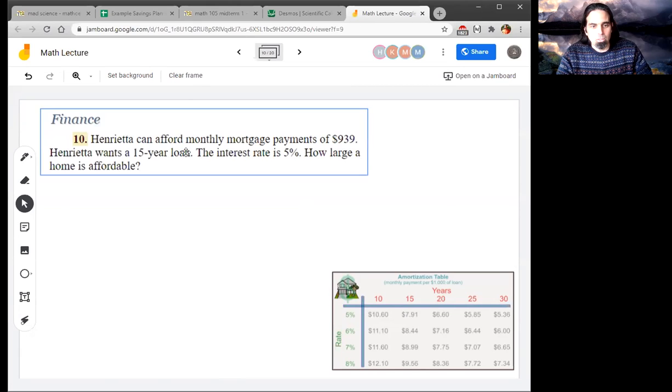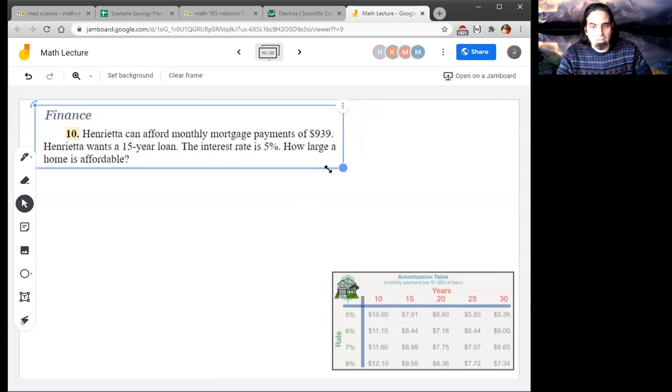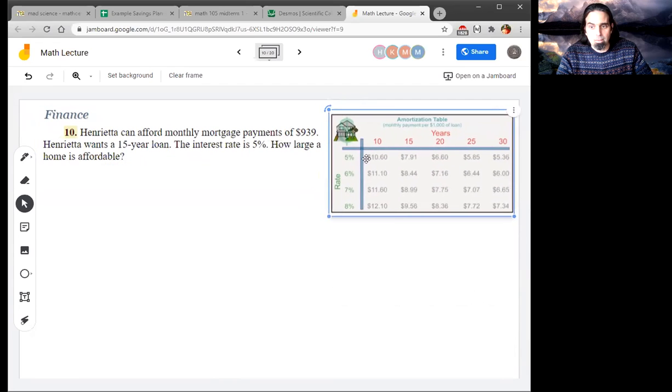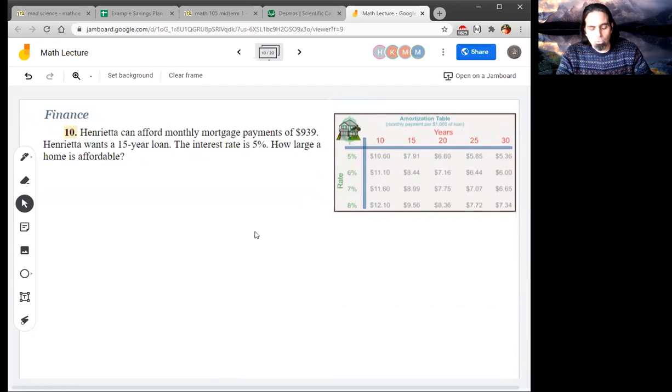Oh, I can put them both at the top. Okay, 10 was a quick, easy one. Don't make too much of it. She wants 15 years and 5%. Again, I will correct myself. The bigger the years, the more interest you will have over the life of your loan. I made the opposite statement and shouldn't have Monday. So her number is 791.